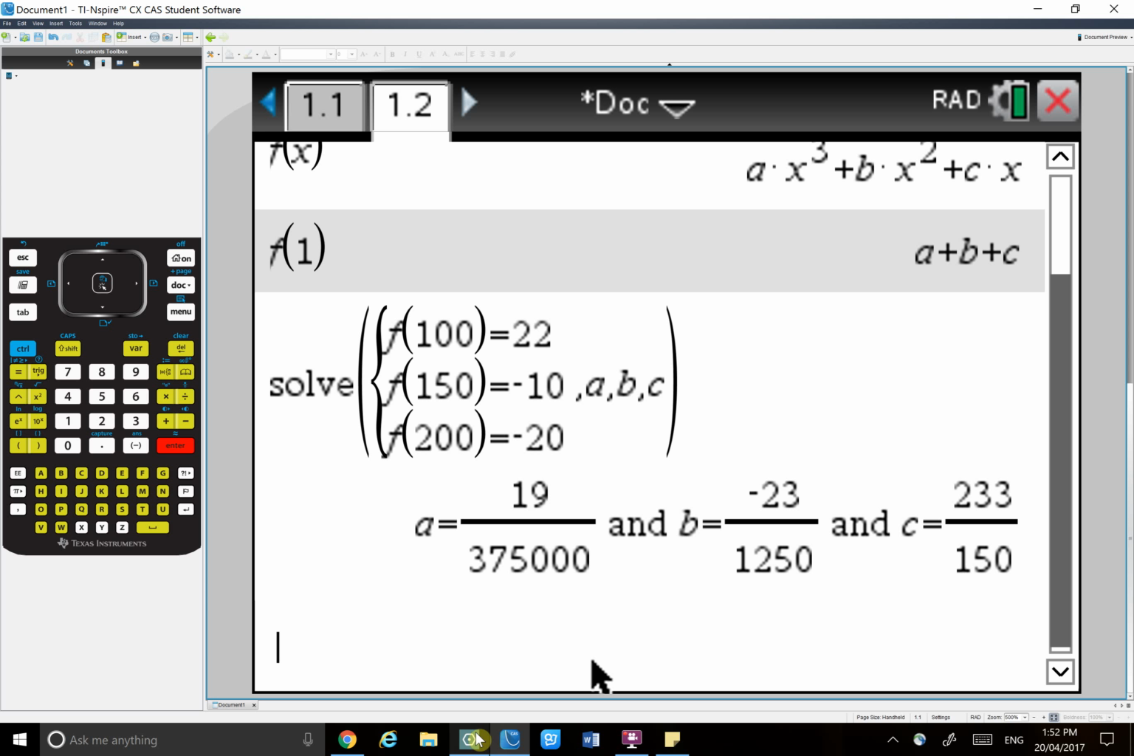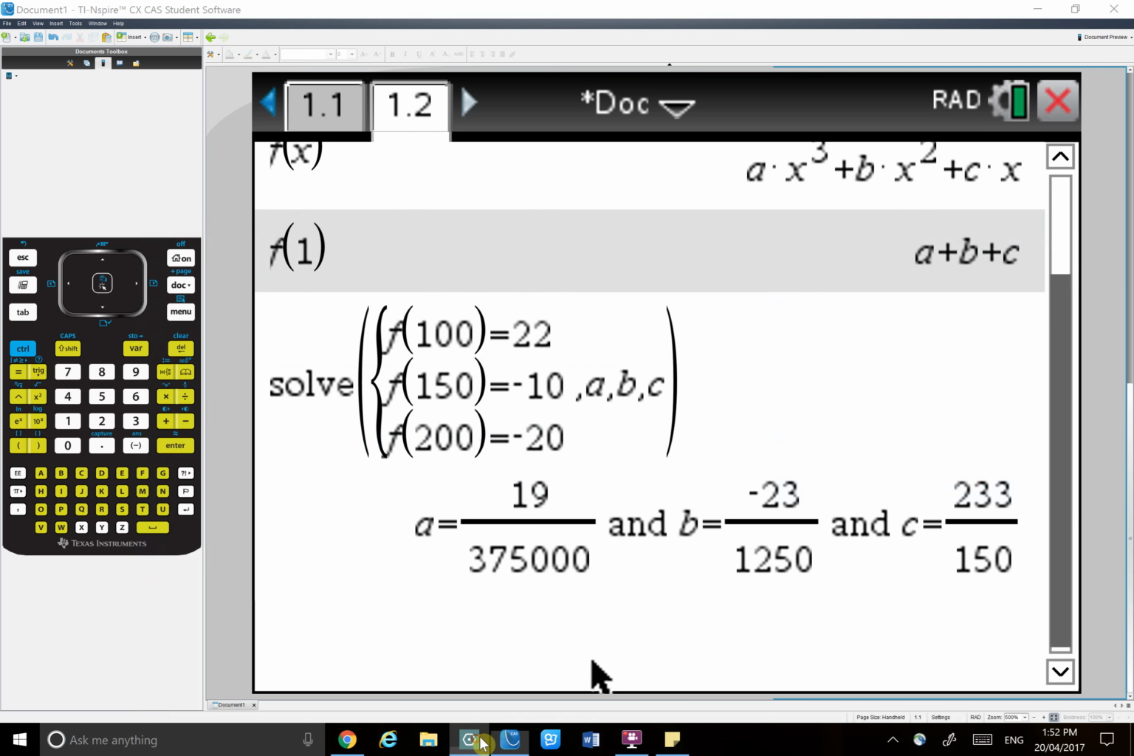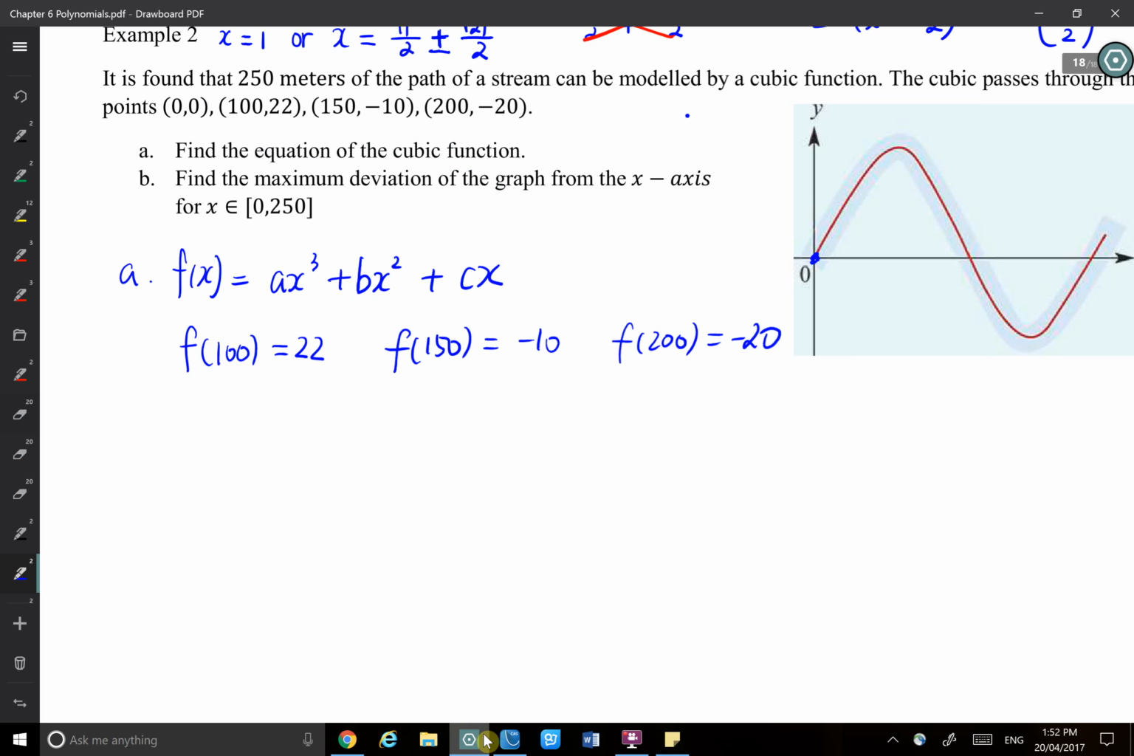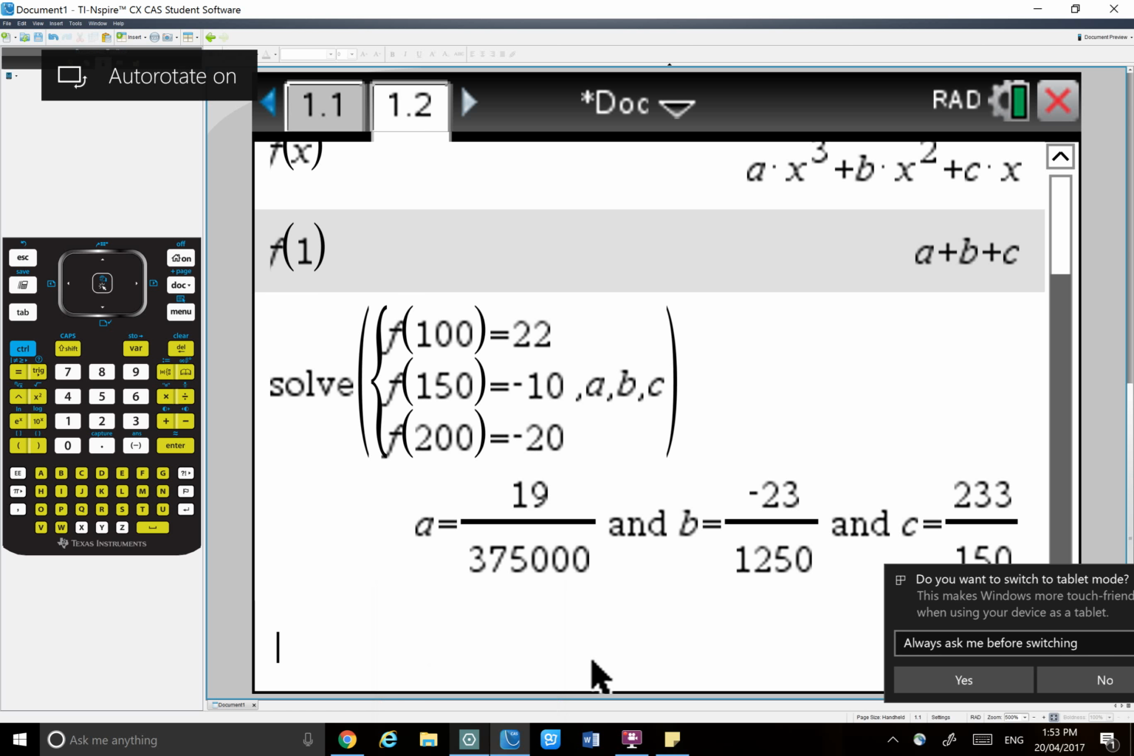Can you see how much work you have saved if you define this function and directly use f(x) instead of ax cubed plus bx squared plus cx? This is a really important way to save time. And you have those values and you can write them there. Did I put it correctly? (100, 22), (150, -10), (200, -20). That's correct. a is 19 over 375000.